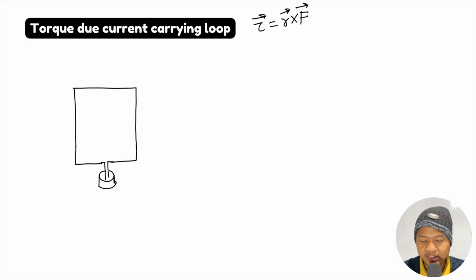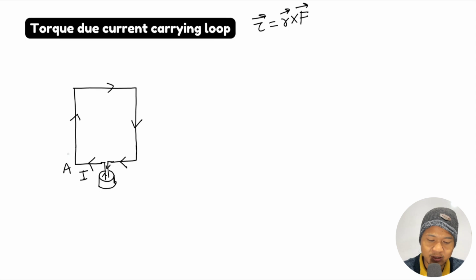The thing is that this whole plane, the whole loop, can rotate like this, or it can rotate like this. So let's say some current I is flowing here in the loop.